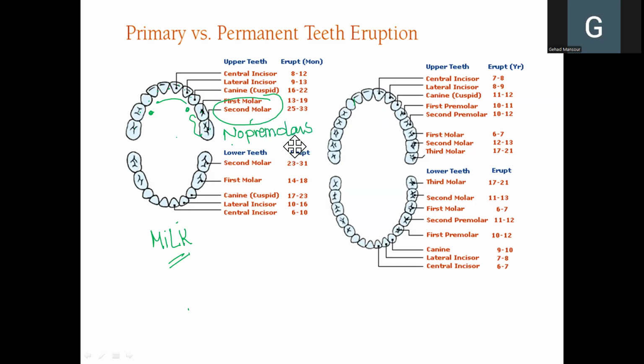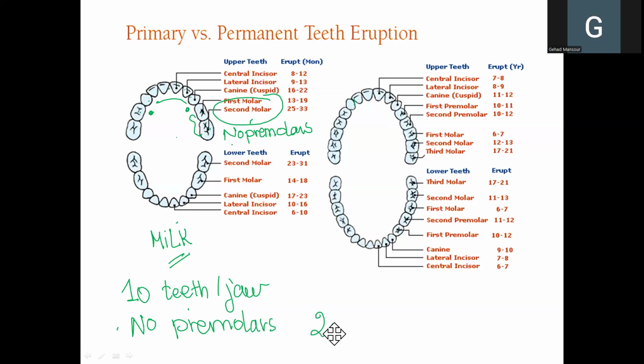So we have 3 differences. The first difference is that we have only 10 teeth per jaw, and this is because there are no premolars, and there are 2 molars on each side per jaw, only 2 molars.